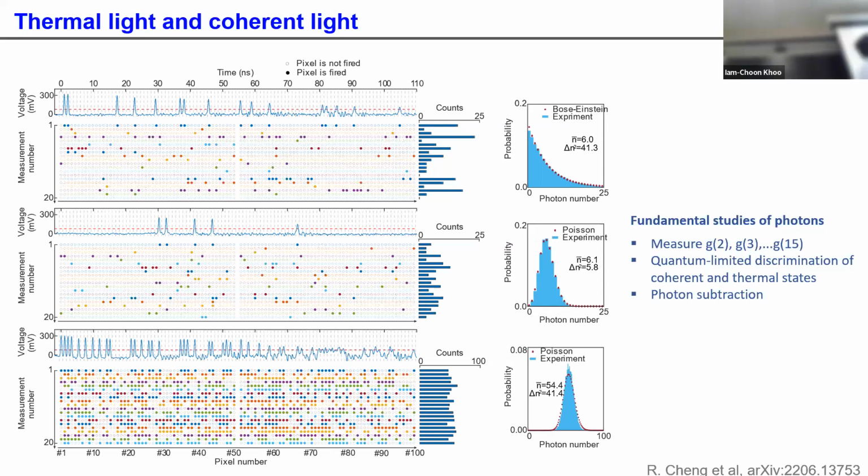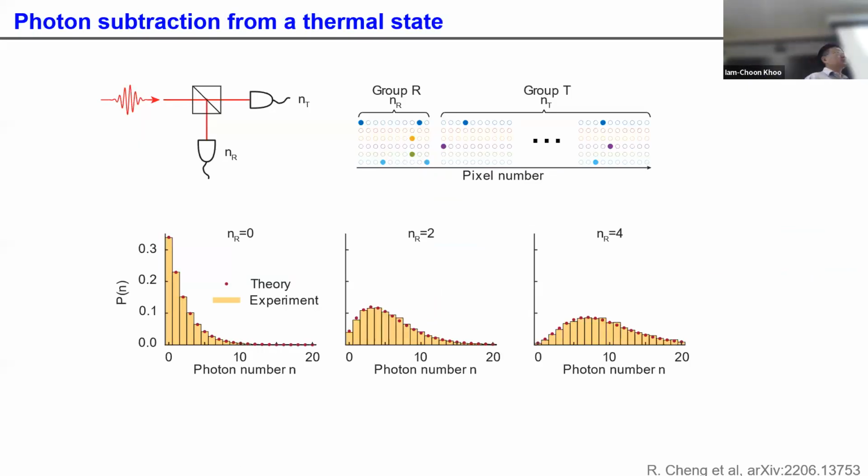You can also look at quantum limited discrimination of coherent and thermal light. Sunlight comes to us as thermal light, right? And if you shine a laser from the moon to us, that's coherent light. How do you tell the difference? There is a fundamental limit, and we show that with our detector, we can discriminate that very faint light at the quantum limit. And also you can subtract a photon from a coherent state or from a thermal state. There are really a lot of things you can do. I'll just give you an example of how to do the photon subtraction.